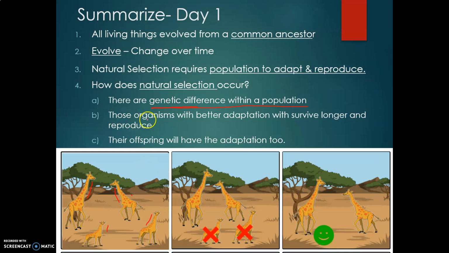Moving on. Those organisms with better adaptations will survive longer and reproduce. Do you agree with that? Do you agree that organisms that have better adaptations are going to survive longer and reproduce? Yes or no? Yes. Okay, good. So one, you agree that in a population there are genetic differences. Some are big, some are small, some are fast, some are slow, some have better vision. Do you agree that those that have better adaptations will survive and reproduce? Good. So over time, their offspring are going to have those adaptations as well.